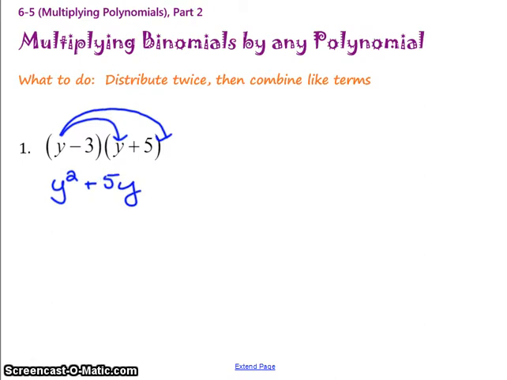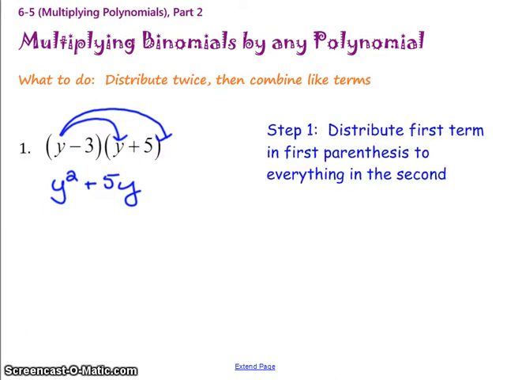Then, once you have distributed the first term in the first parentheses to the second, and notice I wrote that down, we're going to switch to distributing the negative 3 to the second parentheses. So I'm going to take negative 3 and multiply it times y, which gives me negative 3y. And then I'm going to take negative 3 and multiply it by 5, which is going to give me negative 15.